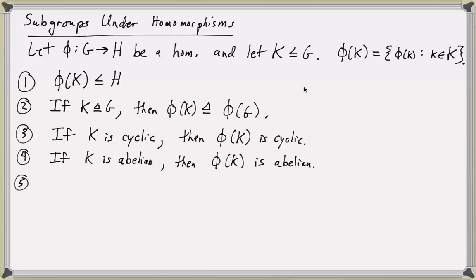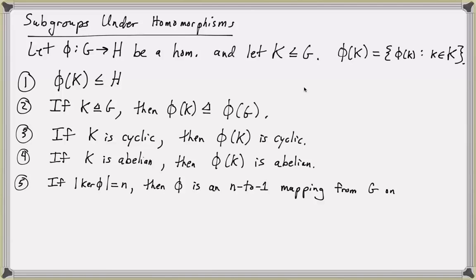Property 5, if the order of the kernel is n, then phi is an n to 1 mapping from G onto the image of G, phi of G. So these statements show that many properties of subgroups are preserved under a homomorphism.